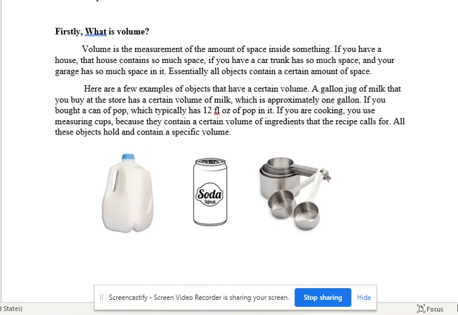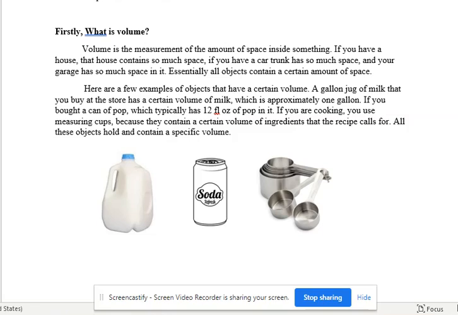Firstly, what even is volume? Volume is the measurement of the amount of space inside something. If you have a house, that house contains so much space. If you have a car trunk, that car trunk has so much space. If you have a garage, that garage takes up so much space. Essentially, all objects contain a certain amount of space.